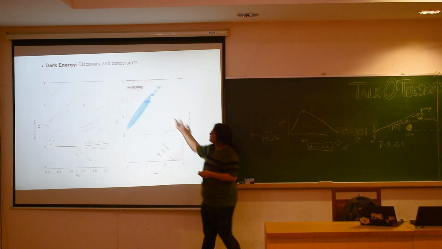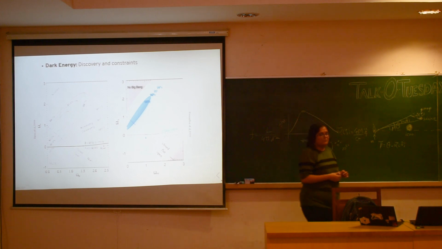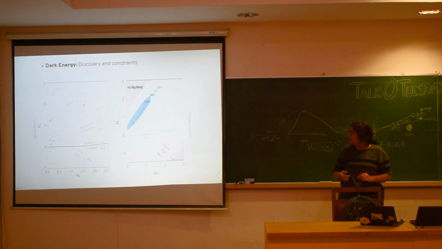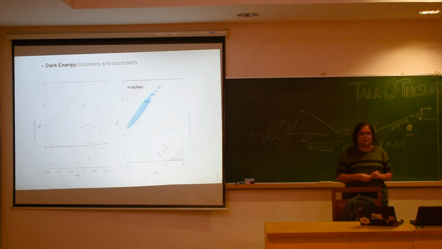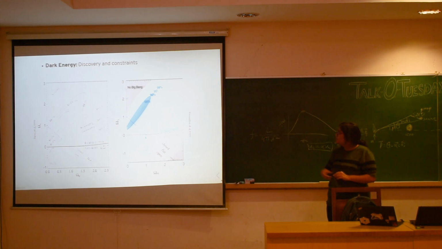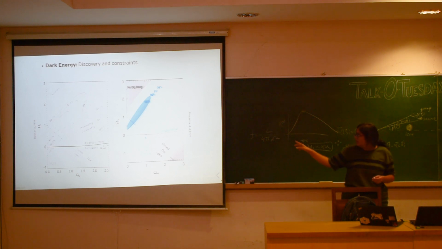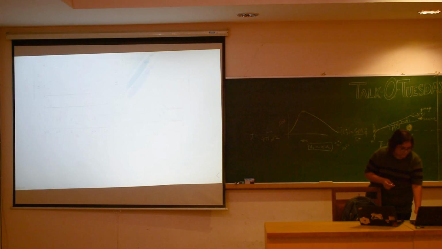I mean, Type Ia supernovae played a very significant role. They studied Type Ia supernovae and found this thing. And today also these collaborations are working to find more and more supernovae at higher redshift, and figure out better constraints on that parameter.